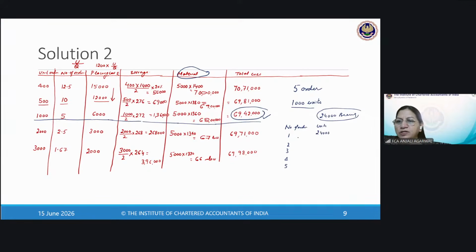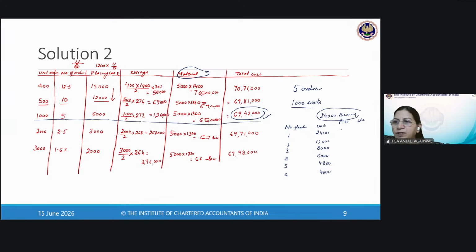If you place two orders, units ordered would be 12,000. If you place three orders, units ordered would be 8,000. If you place four orders, units ordered would be 6,000. If you place five orders, then it would be 4,800. If you place six orders, it would be 4,000. And then you can compare the placing cost and the storage costs.